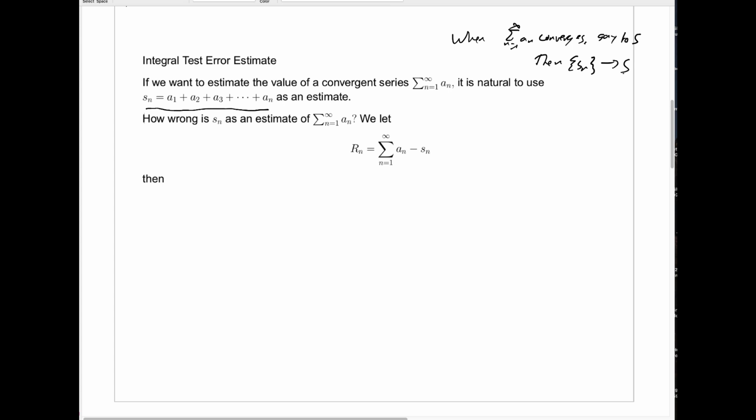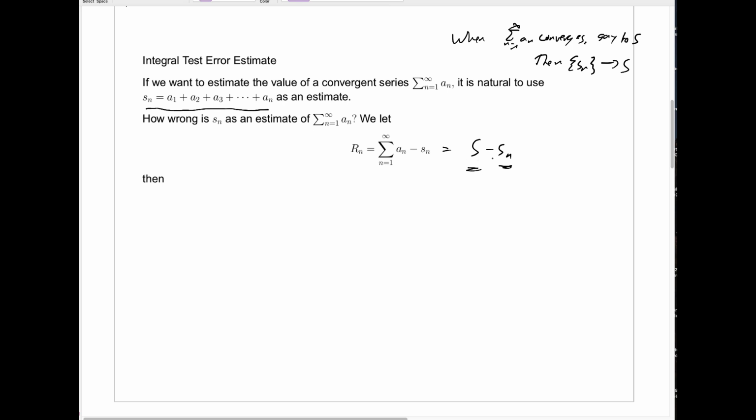If we're going to talk about an approximation, that's only useful if we have some idea how close it is. So we ask the question, how wrong is the nth partial sum if we use that as an estimate for the full sum? So again, if we let S be the full sum of the series, we define R sub n to be S minus S sub n. This is how wrong S sub n is when used to approximate the actual sum S.